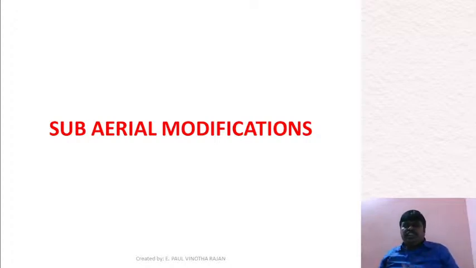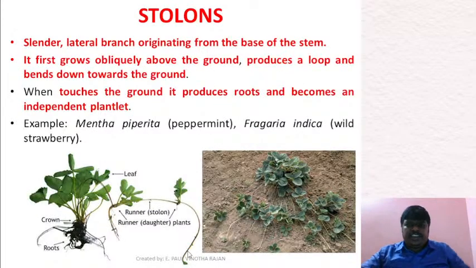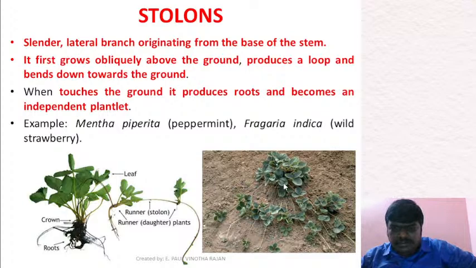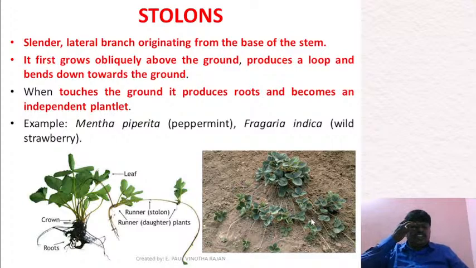The next topic is about the subaerial modifications. We have learned about the aerial modifications. The next is subaerial modifications. The first type we're going to talk about is the stolons. See the picture here. This is the main plant, the mother plant. From that, there are branches. That is called a stolon.